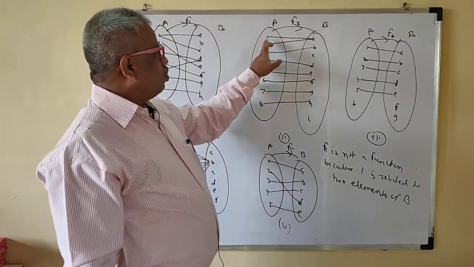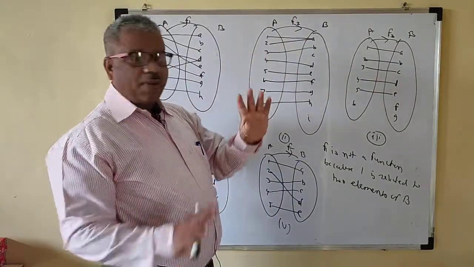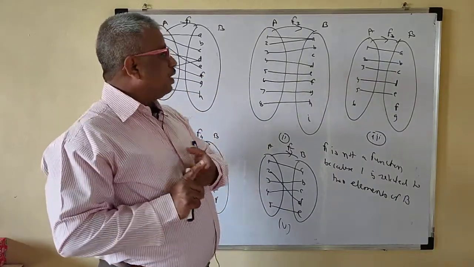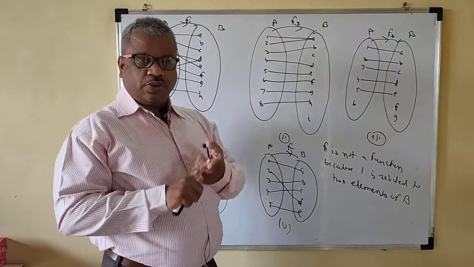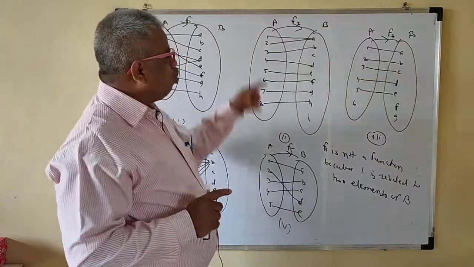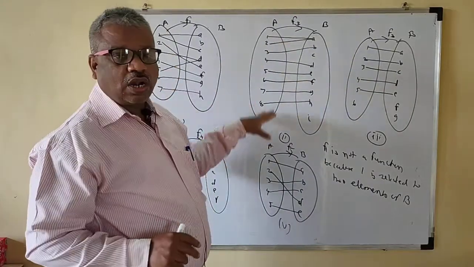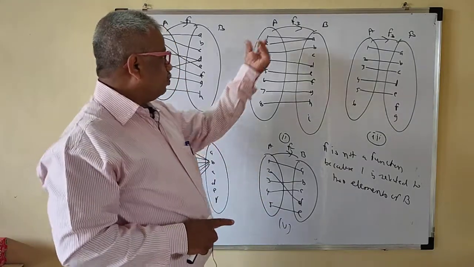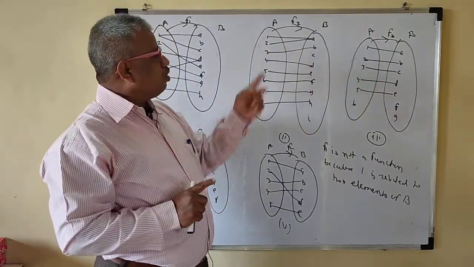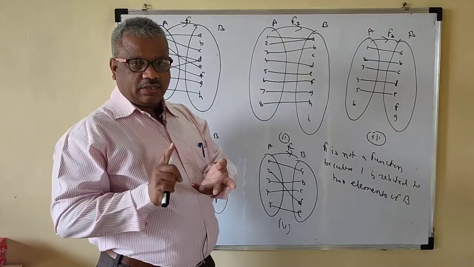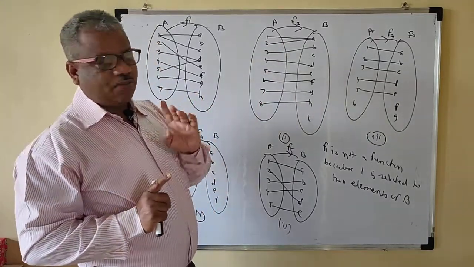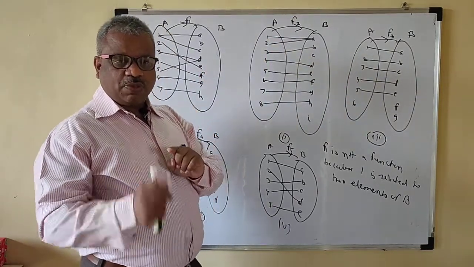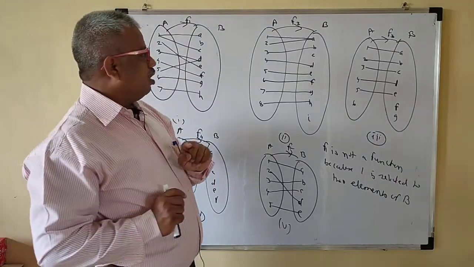What about this one? Here 1 and 2 are related to the same element. So 1 is related to what? A. That means 1 is related to only one element of B. 2 is related to A. 2 is related to only one element of B. So no matter whatever the images, don't bother about the images of this one. Only one thing you should know, that it should be related to only one element. Here the images of 1 and 2 are the same. No matter. But 1 is related to only one element of B. Right? So 1 is related to only A. 2 is also related to A. So that means 2 is related to only one element of B.